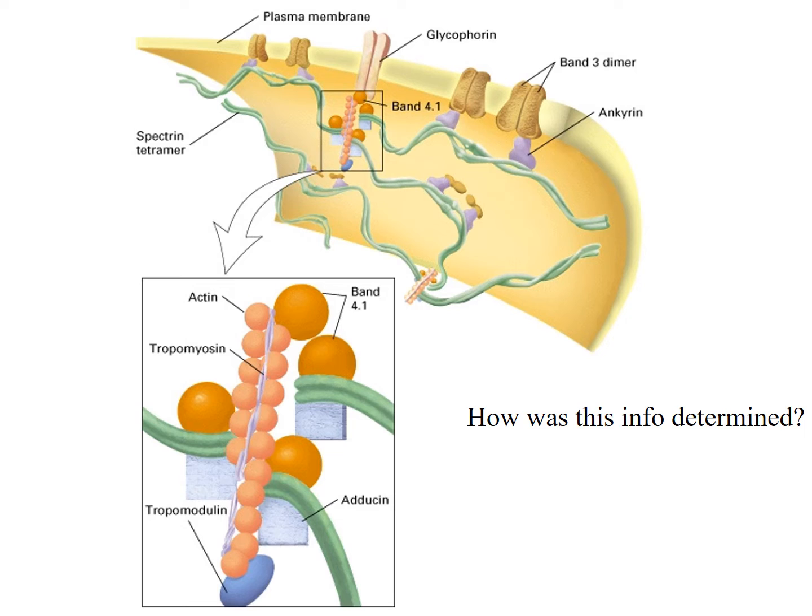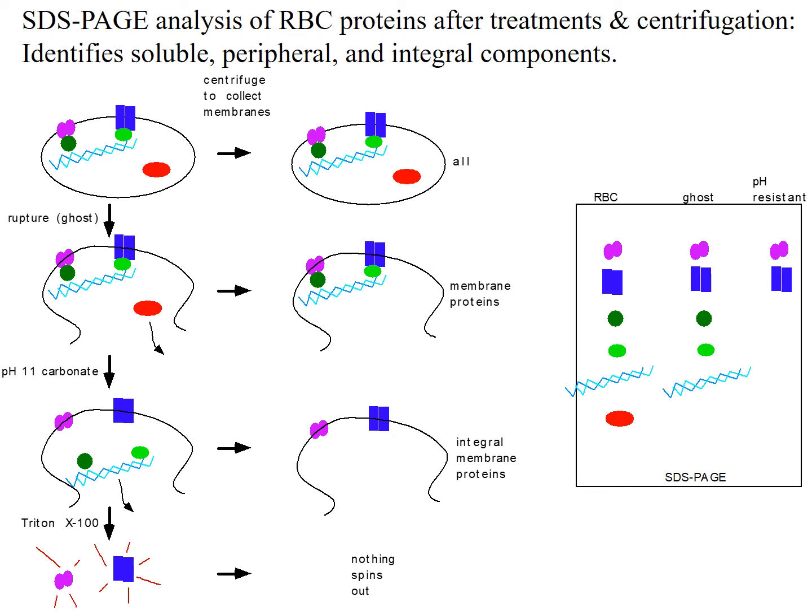on how they figured out all this was a complex. You could see some of it, you could purify some of it, with a lot of interactions here. So when you do an SDS-PAGE of red blood cells after treatments, it identifies soluble, peripheral, and integral proteins. So here's our red blood cell, and we centrifuge. And so we have total protein here. And if you run that in this lane, you get all the main proteins shown here.